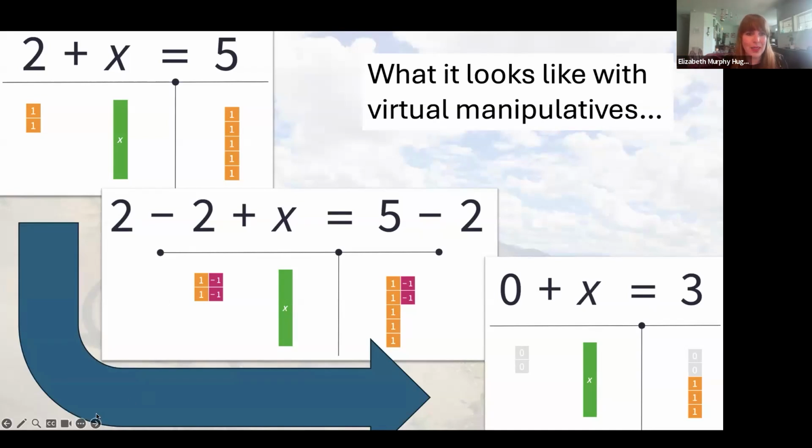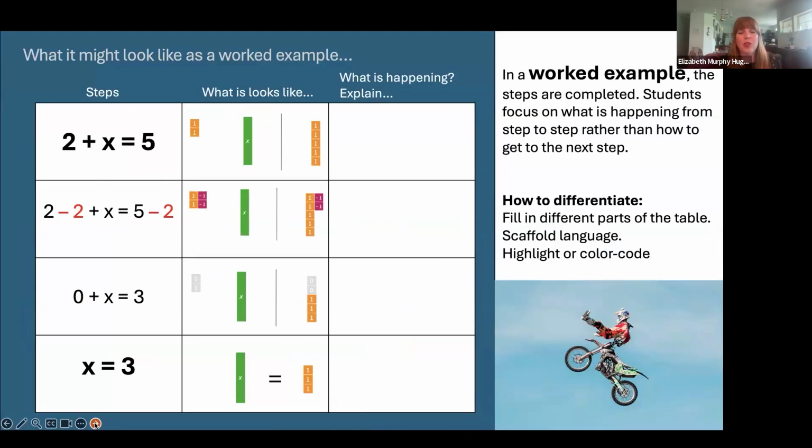Okay. And again, as I'm going through these, please feel free to play around with them on your own as well. One of my goals is that you see different examples so that if you choose to use them in your own classroom, it demystifies what's happening when using the algebra tiles.